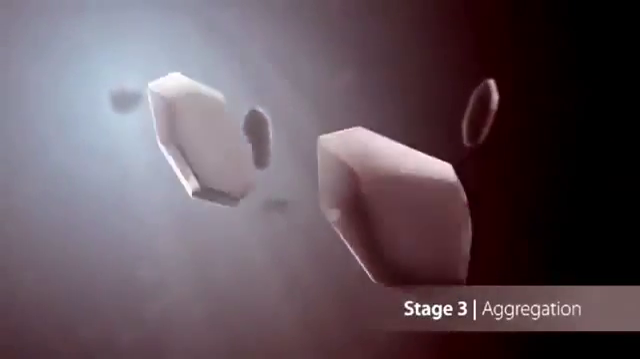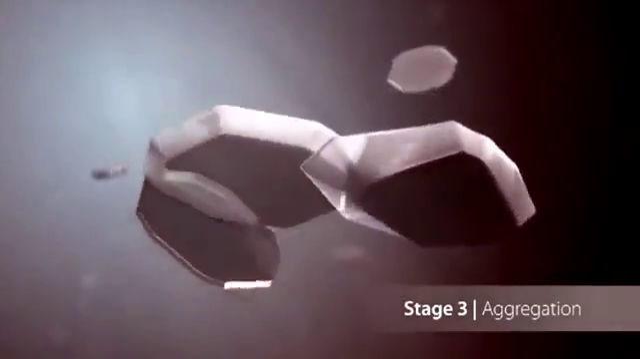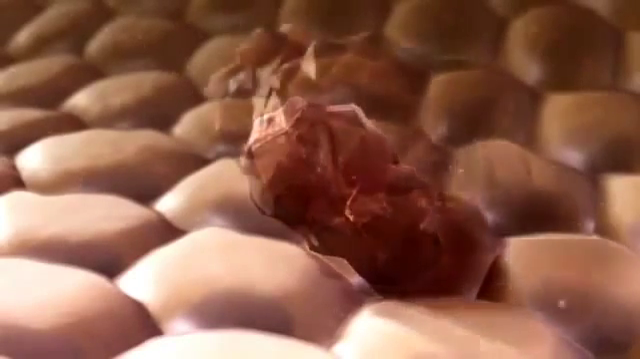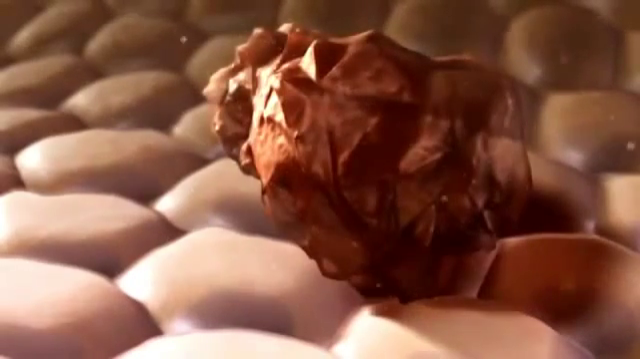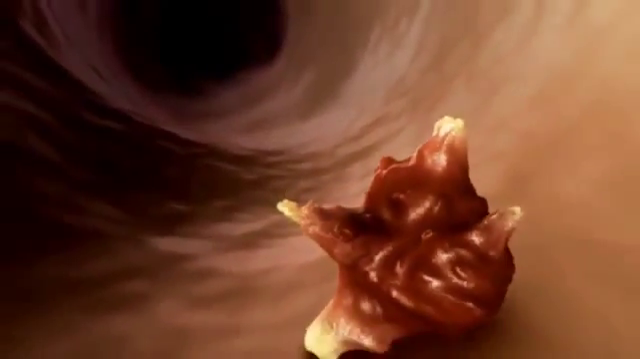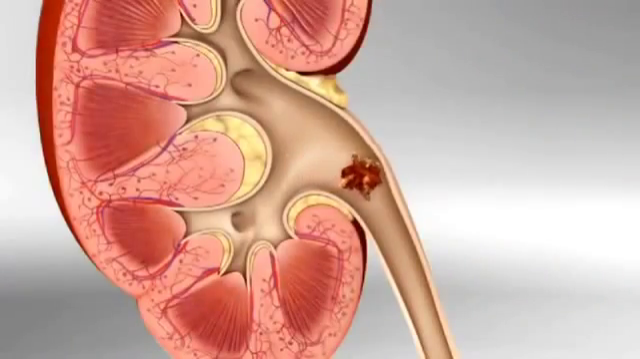Crystals that have already formed then begin to stick together, forming large aggregates. As we can see, crystals can aggregate very quickly. New stones are retained in the kidney, where they can continue to grow for an unspecified length of time until, for reasons that are not well understood, they are displaced and travel through the kidney into the ureter. If a stone continues to grow until it reaches a critical size, which can be as small as 4 to 5 millimeters in diameter, it may be too large to pass easily through the ureter.